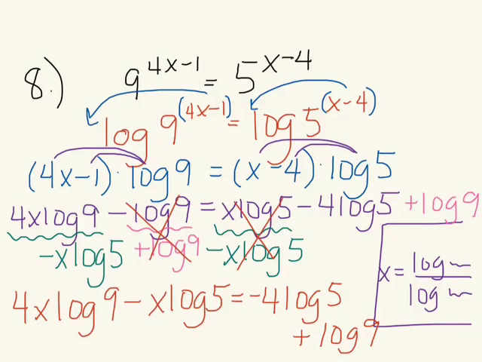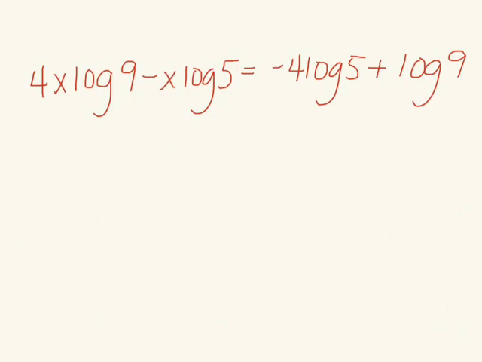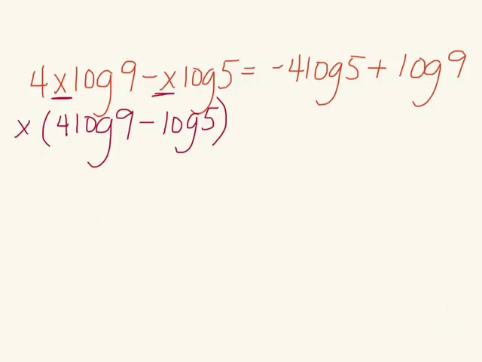All right, we're going to keep solving. I'm going to add another page here. Okay, so here we are. We have our x terms on the same side. We have our constants on the other side. Now we want to get our x's all by themselves. So I'm going to factor out an x on my right side. And I'm going to just leave my left side the way it is for now.